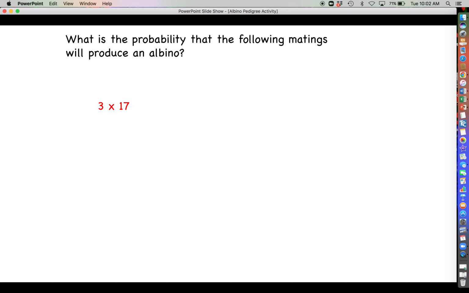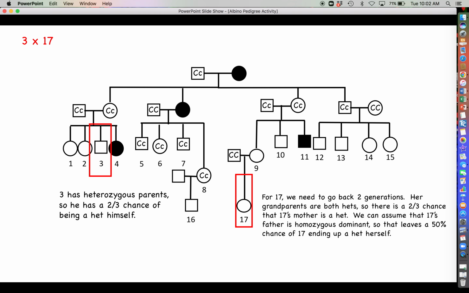All right, next we will move on to 3 and 17. So another challenging one in the sense that we don't know their genotypes right off the bat. So we know for sure we're going to have to calculate the probability that each one is heterozygous. So this is actually fairly simple for individual number 3. As we saw before for individual number 1, his parents are both heterozygous, so he has a 2 in 3 chance of being heterozygous himself.